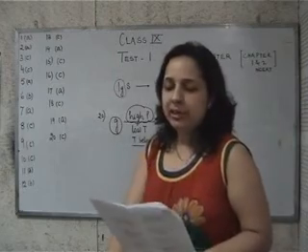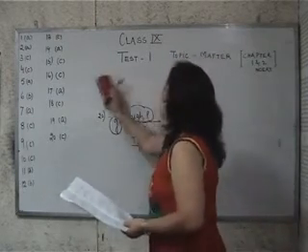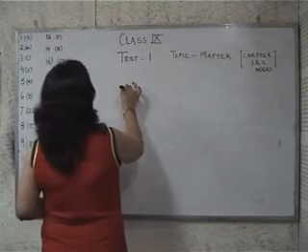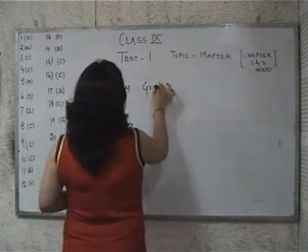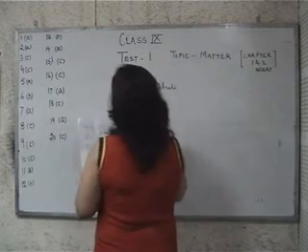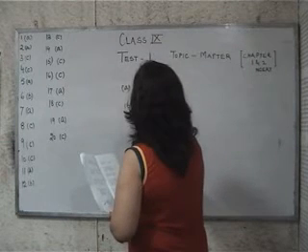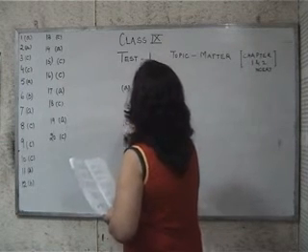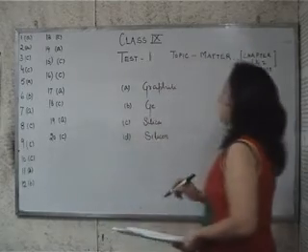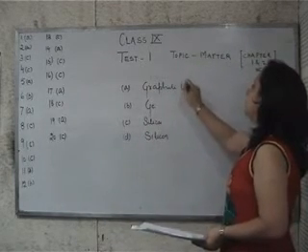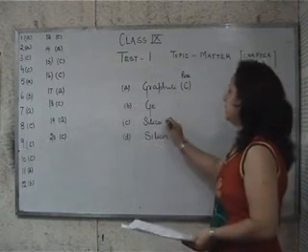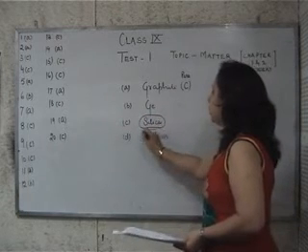21st question. Which of the following is not an element? Your options are A, graphite. Option B is germanium. Option C is silica. Option D is silicon. Graphite is carbon, that is pure carbon, and it is an element. Germanium is again an element.